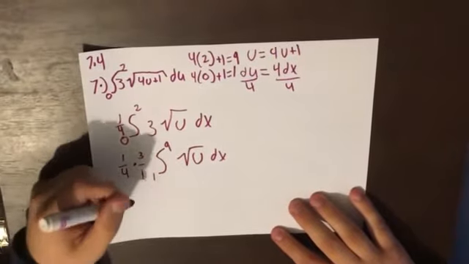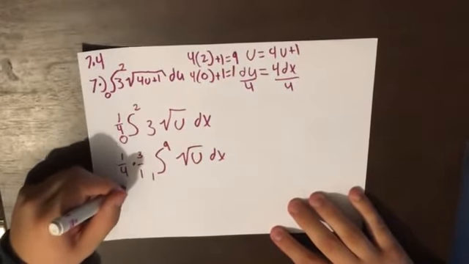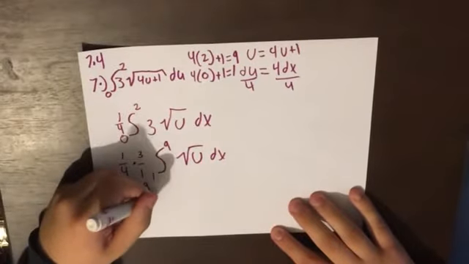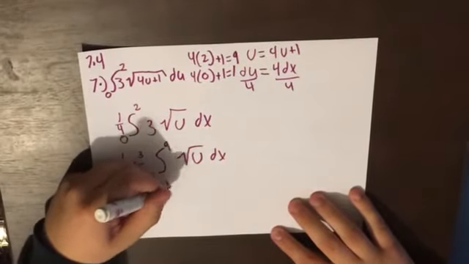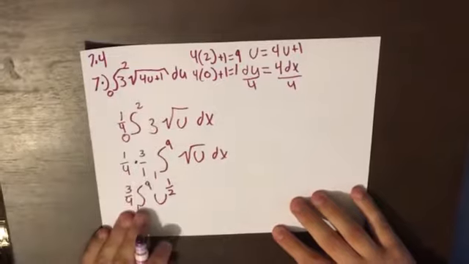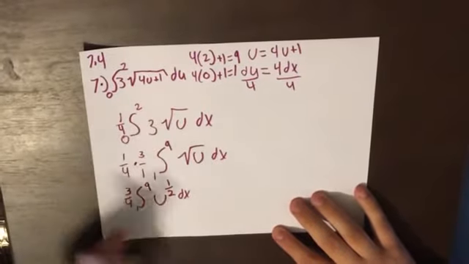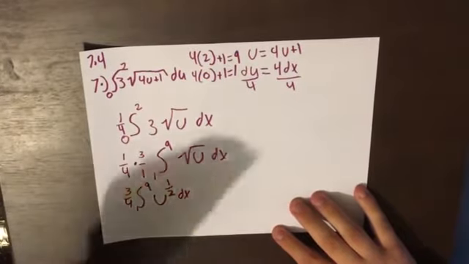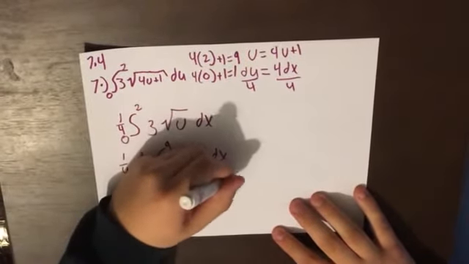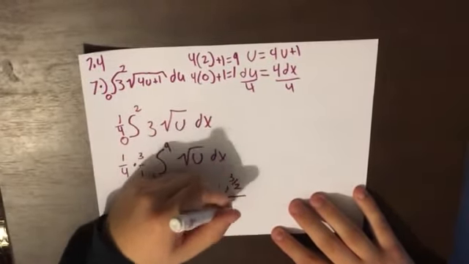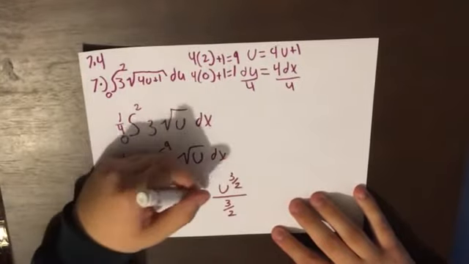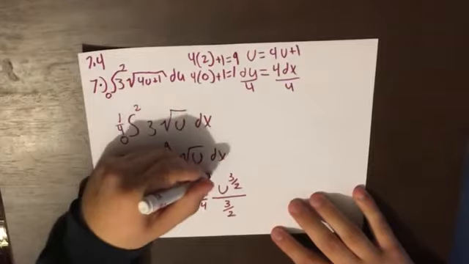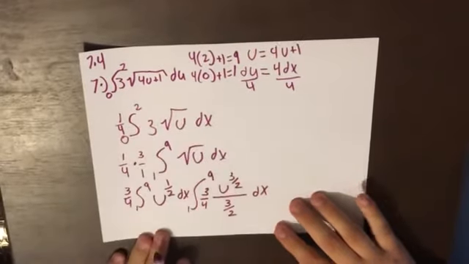We're going to go ahead and multiply this out, which is just going to be 3 over 4, from 1 to 9, u to the 1/2 power dx. Now that we got this here, we can go ahead and take the antiderivative of u, which is going to be u to the 3/2 over 3/2, times 3/4, from 1 to 9.